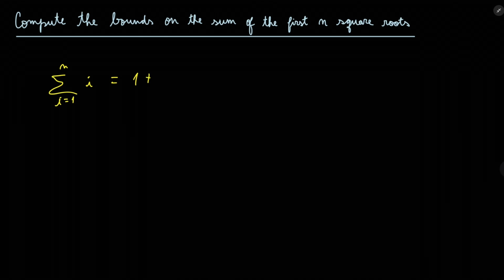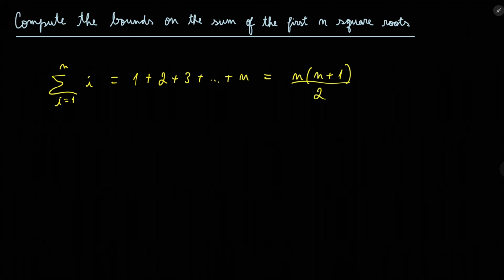So it is 1 plus 2 plus 3 plus up to n. For this sum, we have a closed form, which is n times n plus 1 over 2. So if you want to calculate the sum of the first 120 numbers, you just plug in 120 to the formula and you've got it.